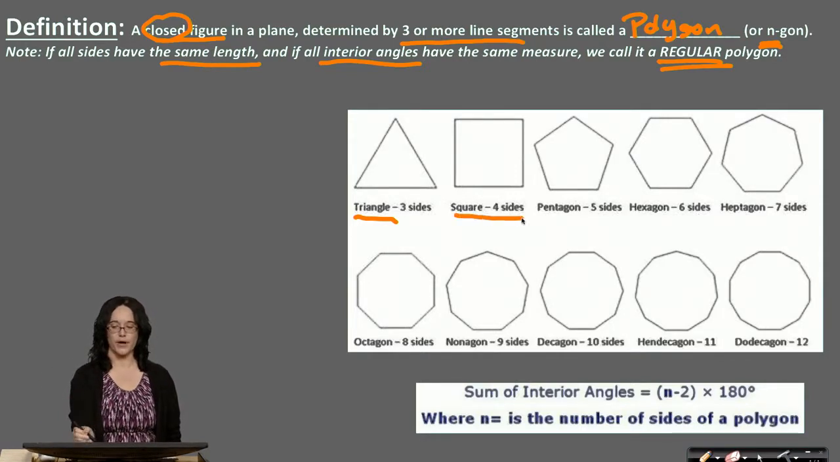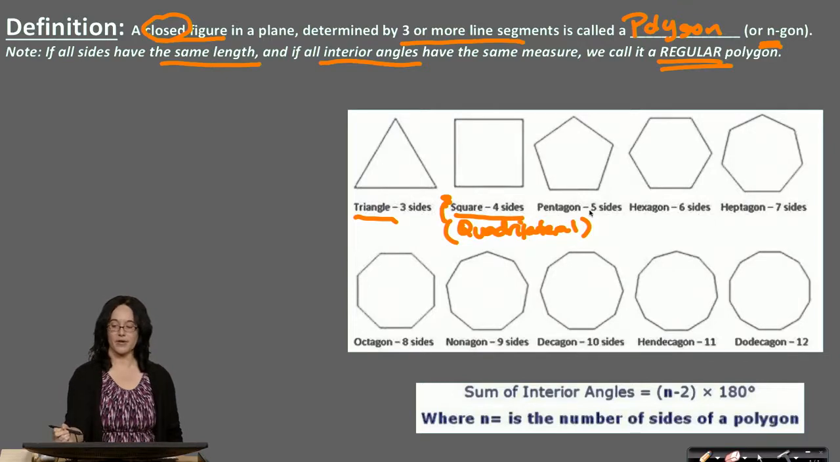A 4-gon doesn't necessarily have to be a square. It could be a rectangle. It could be any type of quadrilateral. A square is just one type of them, so just keep that in mind. It doesn't have to be a square to be a 4-gon, but a square would be a regular quadrilateral, because it would have exactly the same measures.